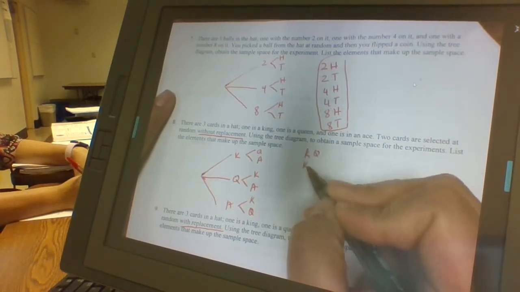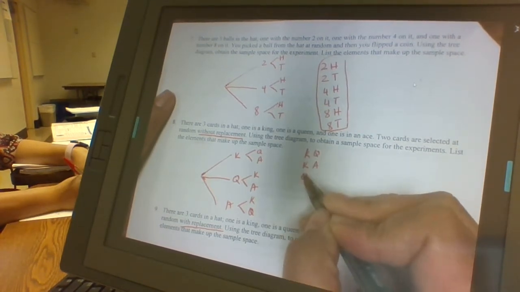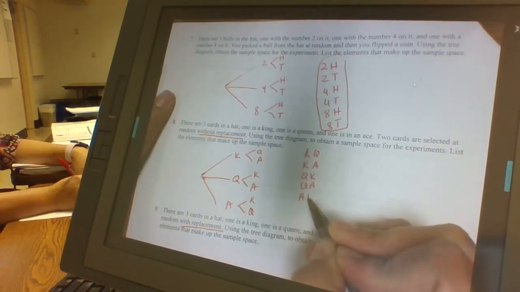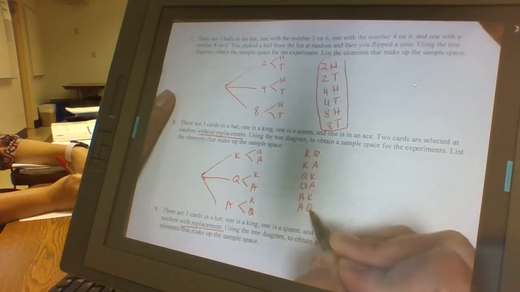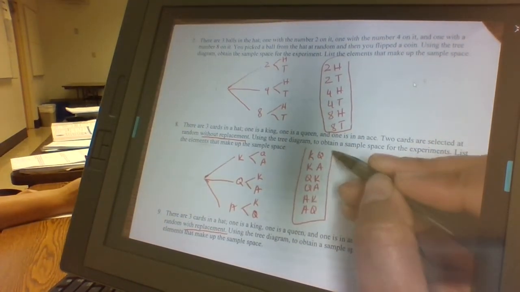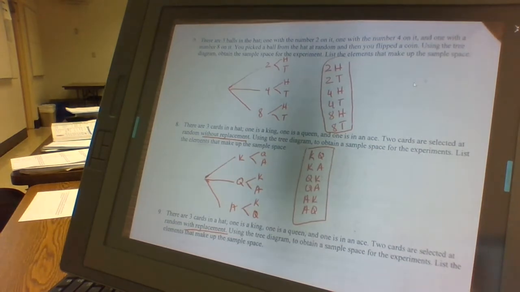So what's your sample space? KQ, KA, QK, QA, AK, AQ. Again, it's 6 because you first have 3 and then you have 2 options.